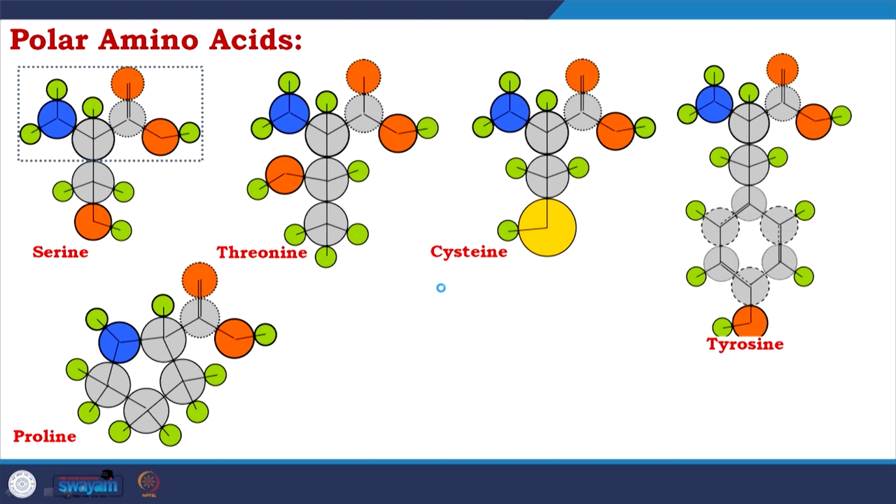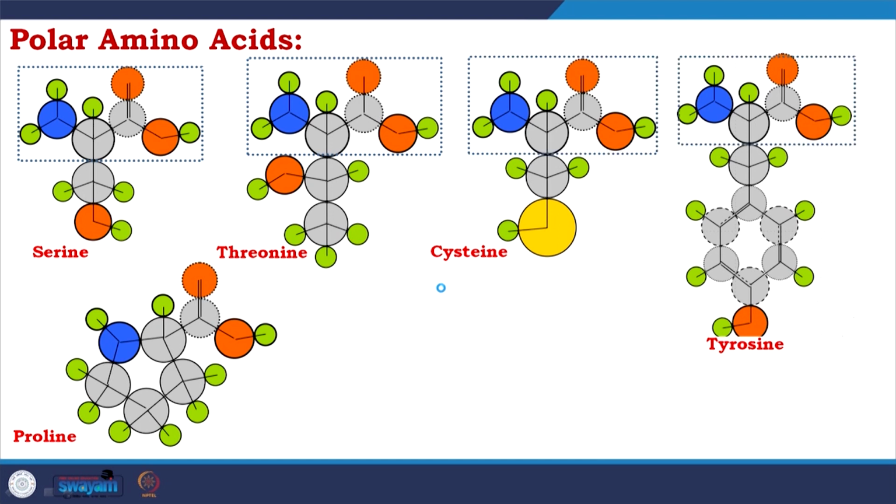So, you could find the extra zone like CH2OH for serine, CHOH CH3 for threonine, CH2SH for cysteine, CH2 with a phenyl ring followed by OH for tyrosine, and very interestingly, as I told, it is part of the ring in case of proline. So, why is proline in both the groups, polar and non-polar?